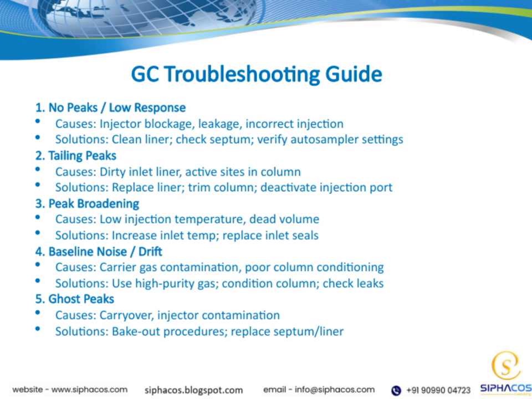Now, let's discuss baseline noise and drift. These are often due to contamination in the carrier gas or poor conditioning of the column. Using high-purity carrier gas and properly conditioning your column can significantly reduce noise. Additionally, checking for leaks in the system ensures stable baseline performance.